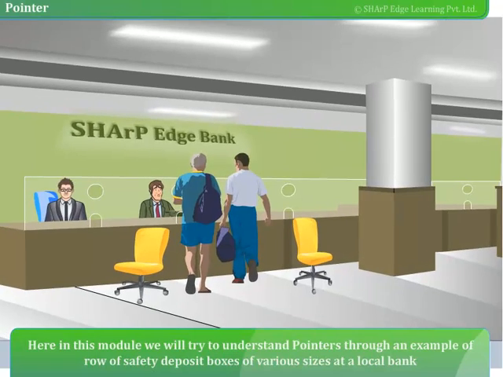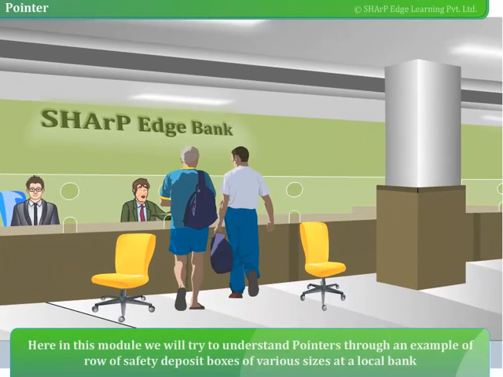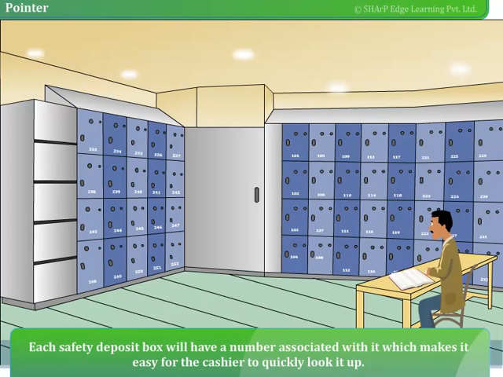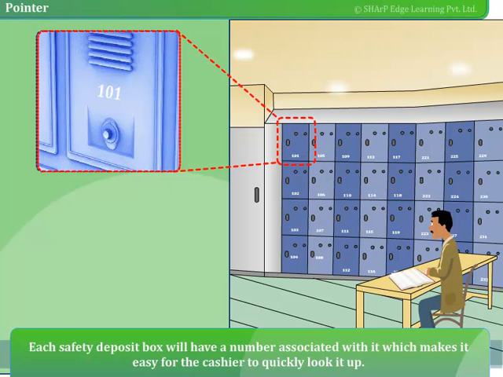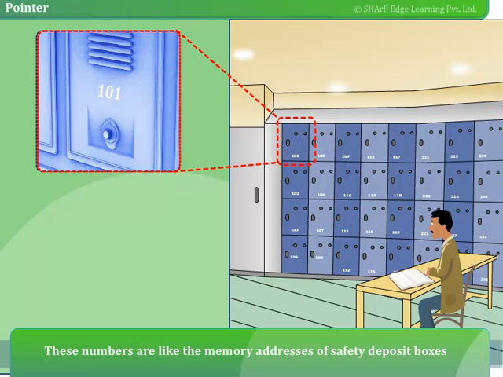Here, in this module, we will try to understand pointers through an example of a row of safety deposit boxes of various sizes at a local bank. Each safety deposit box will have a number associated with it, which makes it easy for the cashier to quickly look it up. These numbers are like the memory addresses of safety deposit boxes.